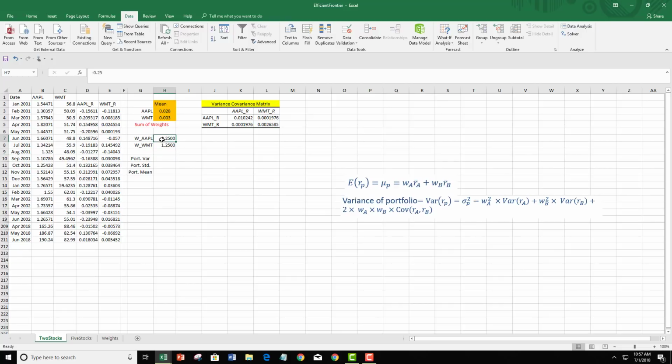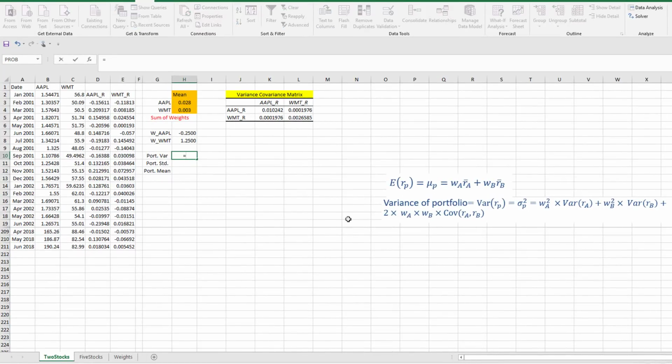Once you have the portfolio weights, you can compute the portfolio variance, standard deviation, and mean. To help you here, I have a formula to compute portfolio variance and portfolio mean, and I'm going to use that formula. It's going to be equal to the square of the proportion of money you invest in Apple times the variance of Apple, plus the square of the proportion of money you are investing in Walmart times the variance of Walmart, plus 2 times the proportion of money you invest in Apple times the proportion of money you invest in Walmart times the covariance of Apple and Walmart.